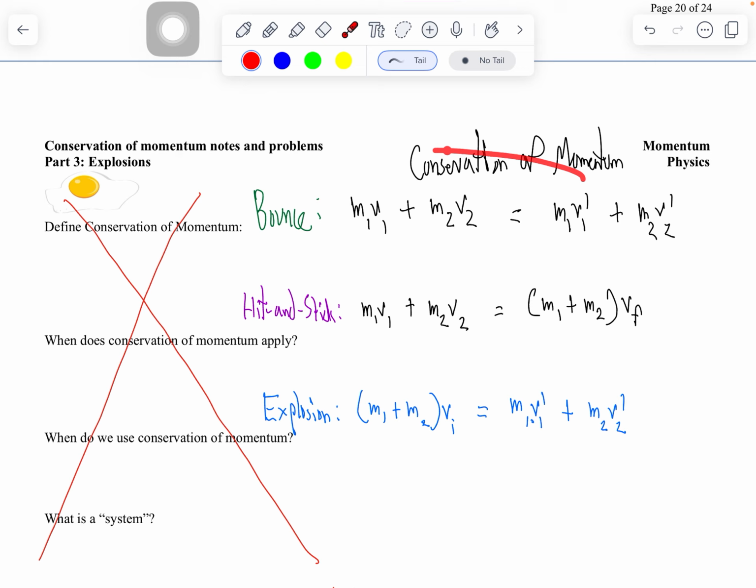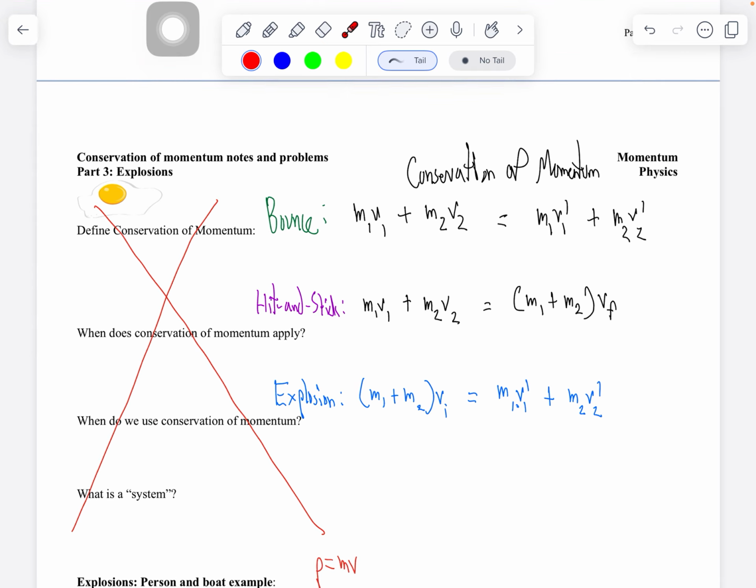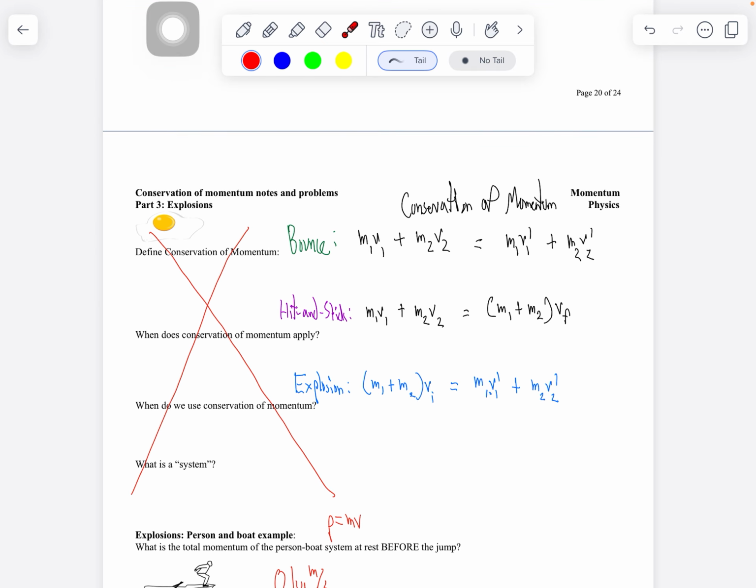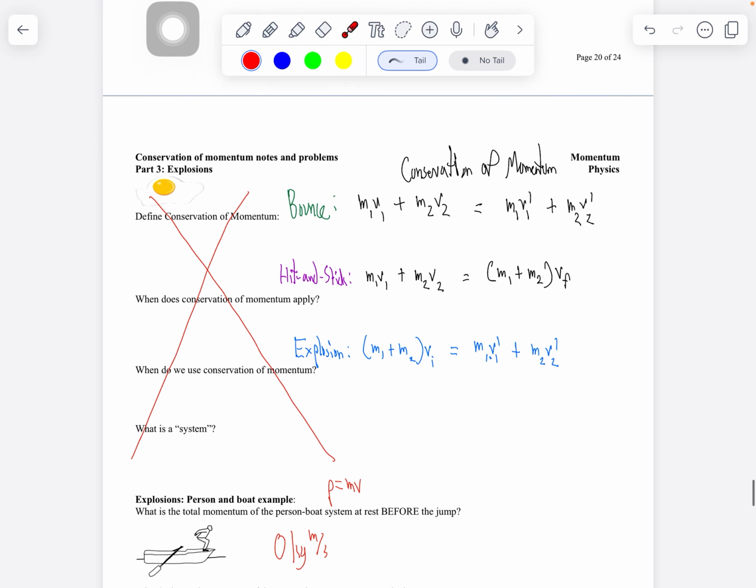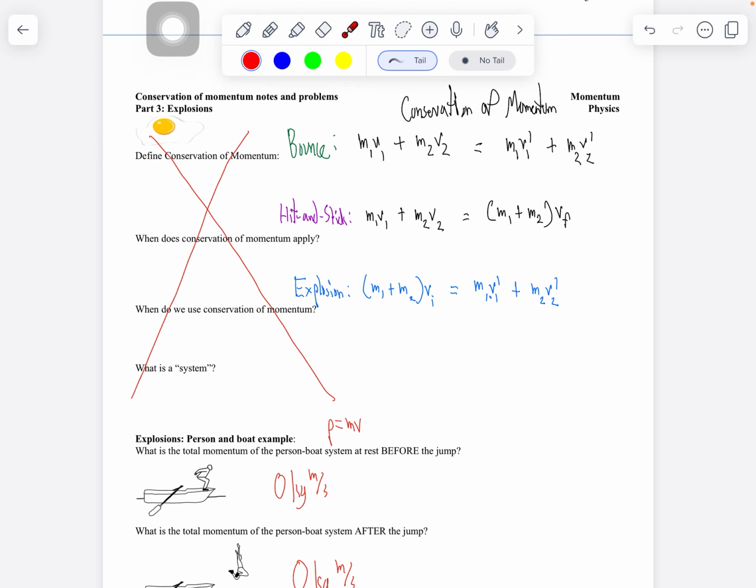You can always start with this formula and then just make the tweak depending on what type of collision it is. Are they hitting and sticking? Are they exploding? You can combine masses if they're traveling together. Let's see what this actually looks like.